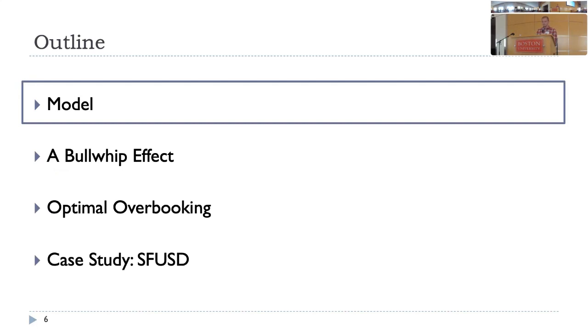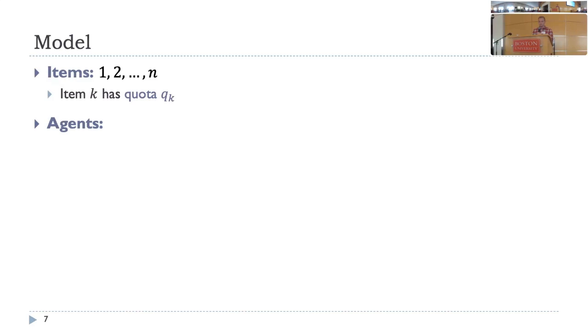So first I'm going to present the model formally, and then I'm going to be talking about an economic insight that we have that's related to the bullwhip effect. Third, I'm going to be talking about an algorithmic insight, which is a way to optimally overbook for our model. And fourth, I'm going to be discussing a case study. We work with the San Francisco Unified School District, and we help them redesign their middle school overbooking policy.